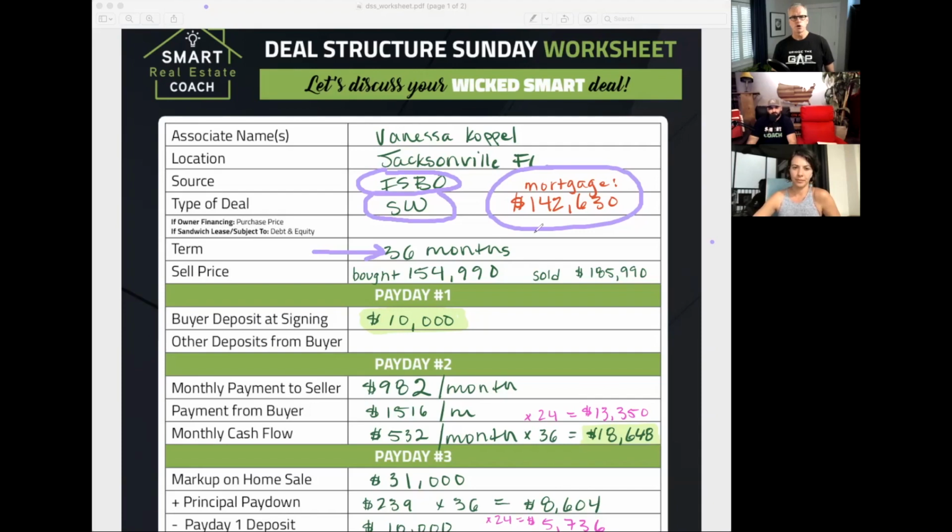Okay, so again, just to reiterate, for a sandwich, we always focus on what are they getting for a mortgage? Sorry, what is the mortgage balance, and then what are they getting on top of that? Which in this case, it's 12 or 13 grand, less closing costs, blah blah blah.